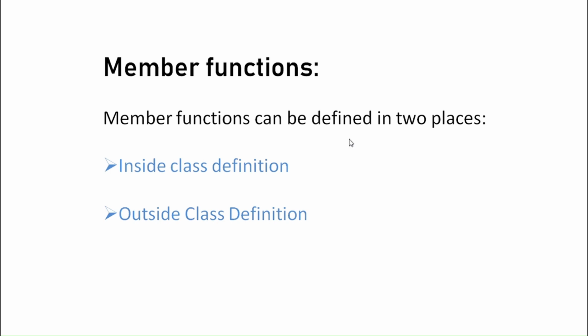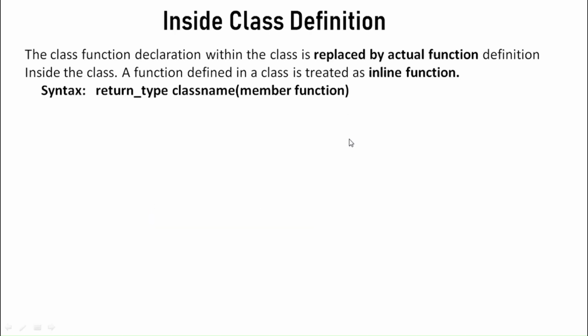First, we will see about inside class definition and later we will go for outside class definition. In the inside class definition, the function declaration within the class is replaced by the actual function definition inside the class. A function defined in a class is treated as an inline function. Now we will see the syntax of the inside class definition.